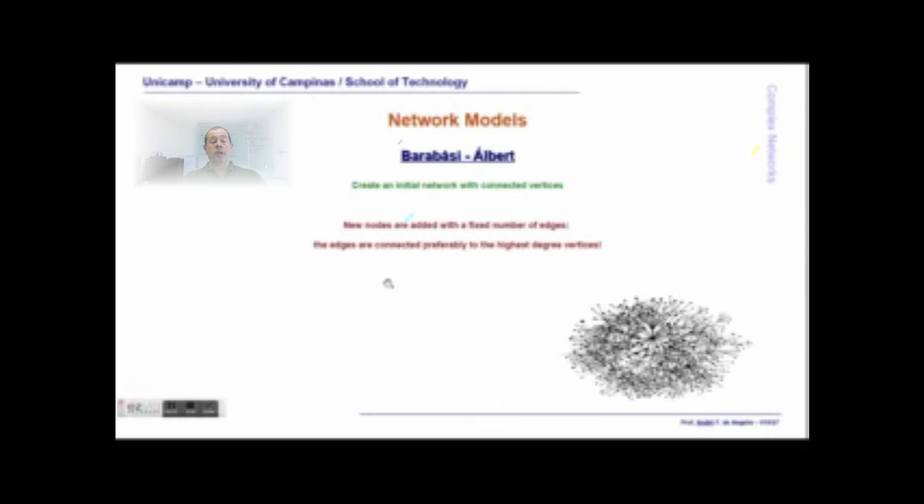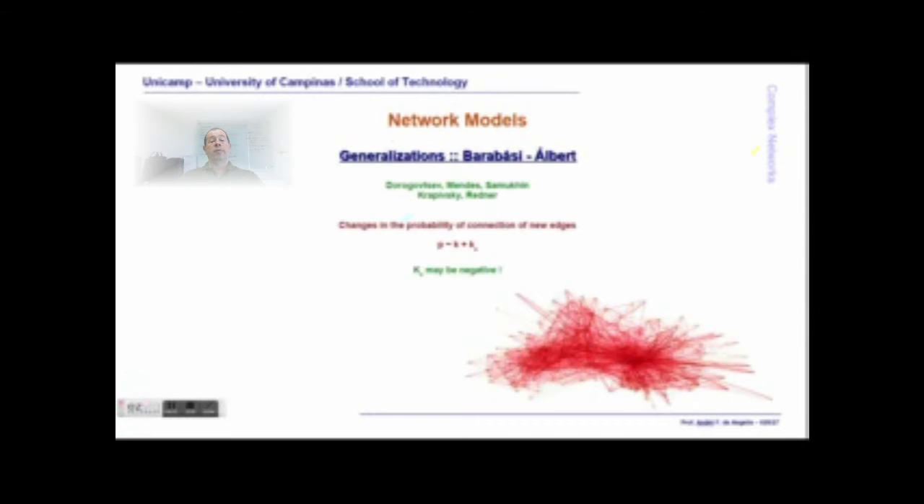And the recipe of Barabási-Albert is: you create an initial network with connected nodes. From this start, from this core, new nodes are added with a fixed number of edges. The edges are connected preferentially to the highest degree vertex. Okay? This is the preferential attachment property, or in this case, preferential attachment direction.